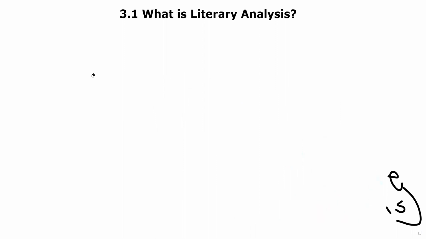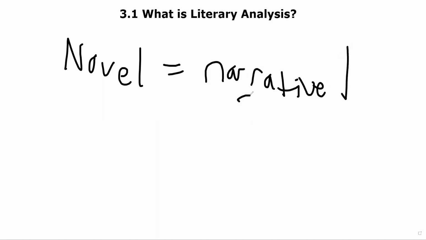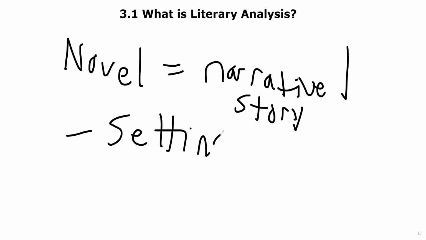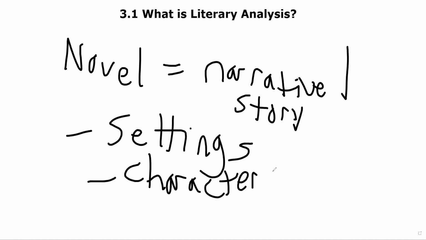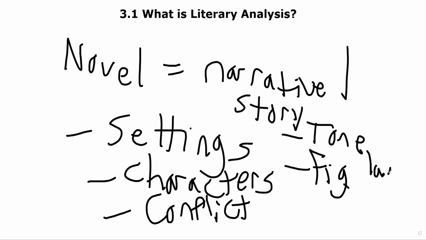So let's consider some of the things that animate a literary text. Let's think about a novel. A novel, by its nature, is a story or narrative. We know that a narrative or story includes things like setting, characters, conflict, tone, figurative language, and so on.